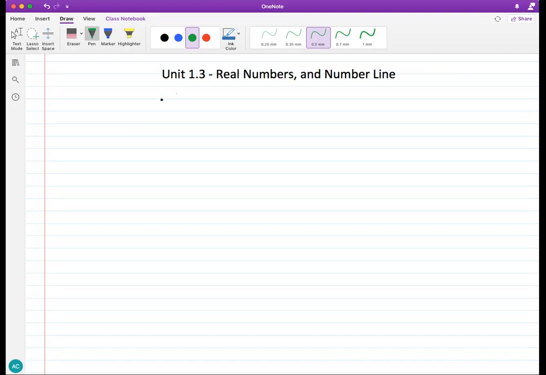Okay, so today's lesson is about real numbers and the number line. So we're going to talk about real numbers in detail, see what they mean, and what groups of numbers belong to the set of real numbers. And then we're going to put them on a number line and learn a couple of properties about real numbers. Those properties are the additive inverse and the absolute value property of real numbers.